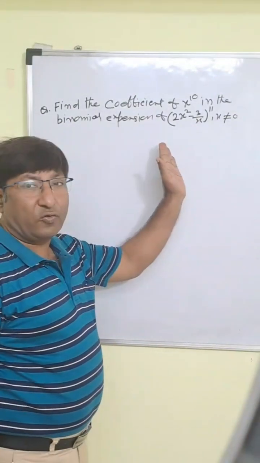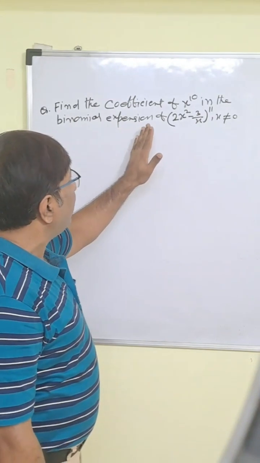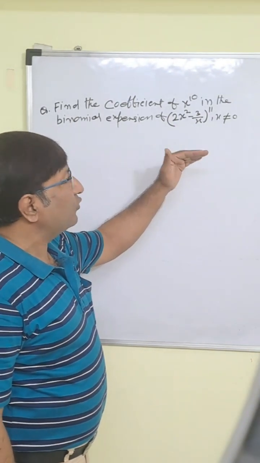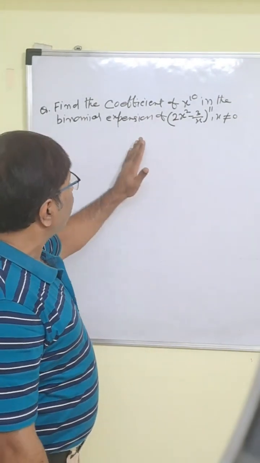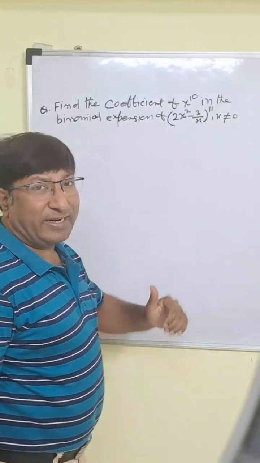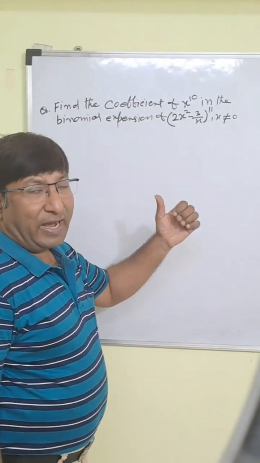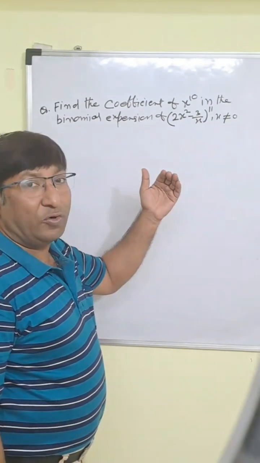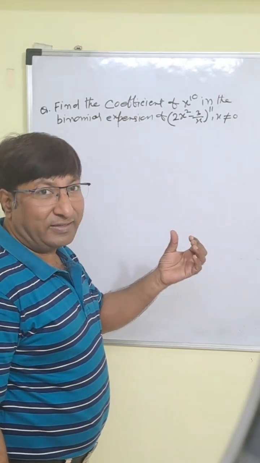Here, find the coefficient of x to the power 10 in the binomial expansion of 2x square minus 3 by x to the power 11, where x does not equal 0. For this type of question, the simple technique in any type of coefficient question is: first find the general term, and then equate the power of the variable, that is x, to 10. You will get the value of r, that is the term.